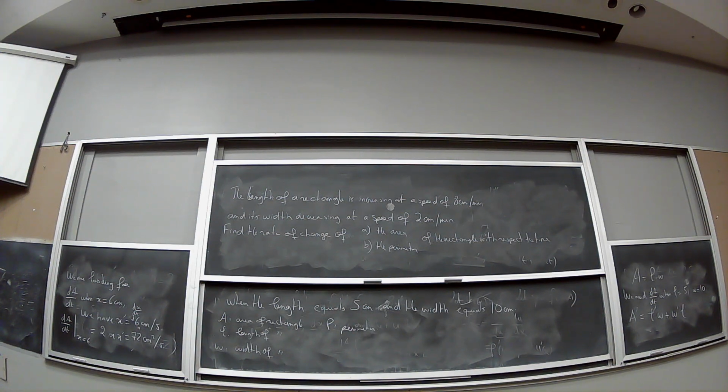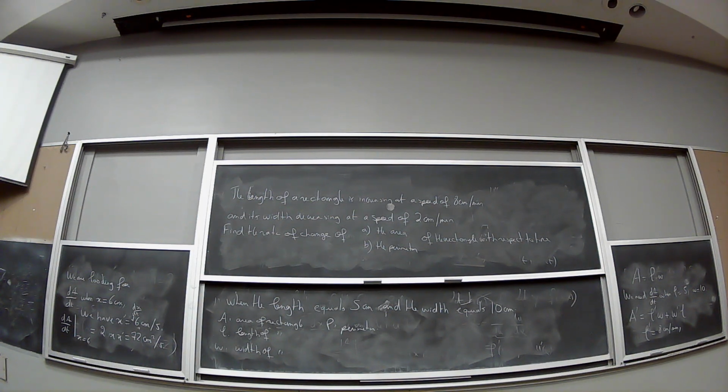W is equal to 10 and L is equal to 5. Here, what is L prime in that case? L prime is equal to 8. What is the unit? Centimeters per minute. L prime is 8 centimeters per minute. And what is W prime? Let's pay attention. W prime is equal to what? 2.